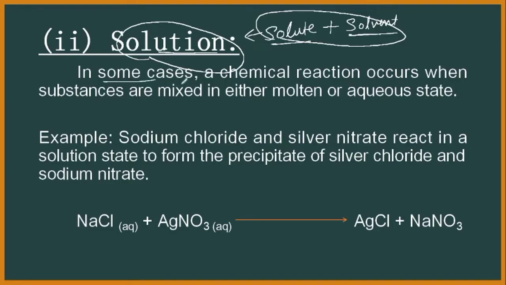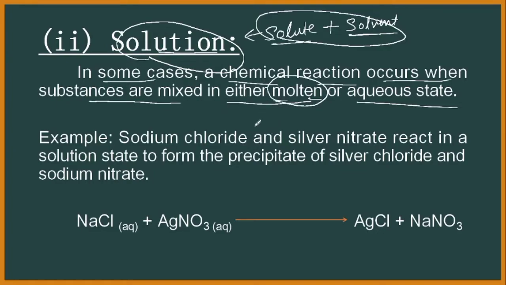In some cases, not in every case, a chemical reaction occurs when substances are mixed in either molten or aqueous state. Now we will know the meaning of molten. What do you mean by molten? It is the fused form of any substance.